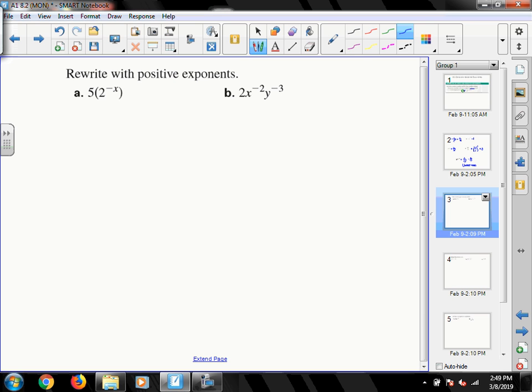Okay, really, same thing here. We're just going to rewrite with positive exponents, so you don't actually have to evaluate or anything. Just make all of those exponents positive. So if I look at A, I have 5 times 2 to the negative x. So 5 is okay, and I need to make 2 to the negative x positive. So it's in the top of our fraction, so I'm going to go 1 over 2 to the x.